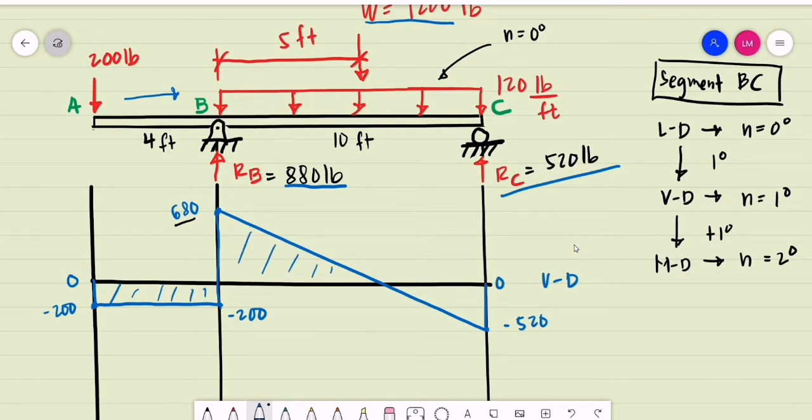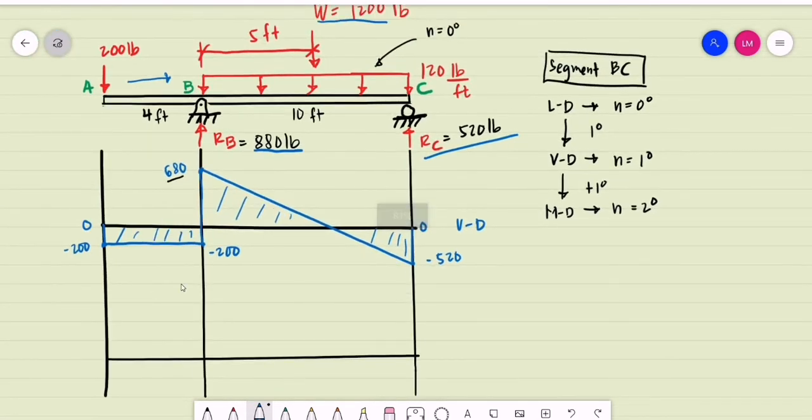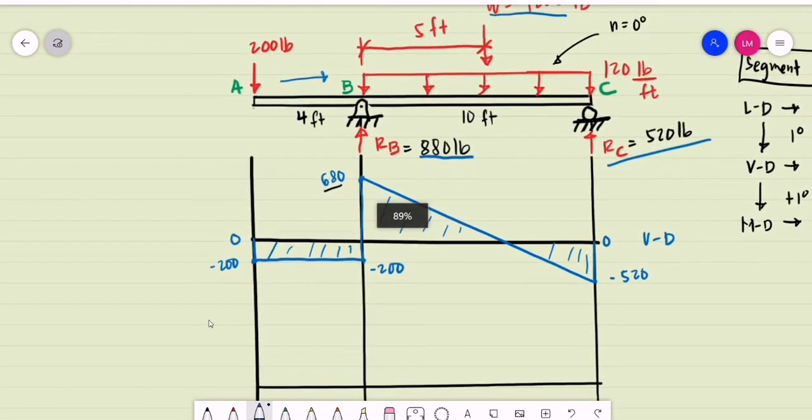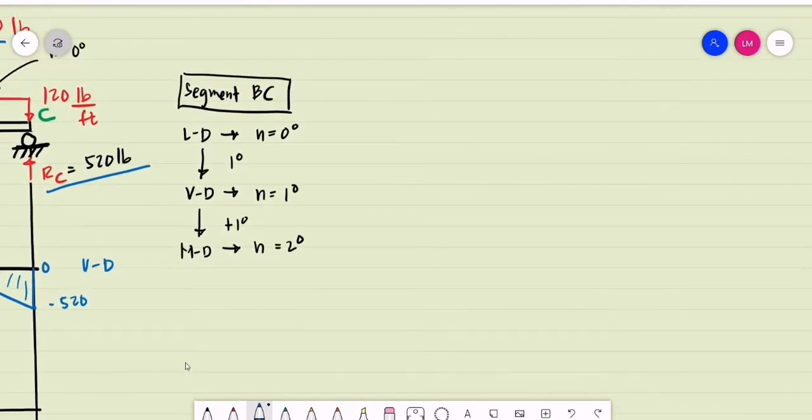Next, we are now to give the detailed moment diagram. Another key point here: take note that, again, for the moment diagram, we have the slope. The slope of the moment diagram is equal to the magnitude of the shear.